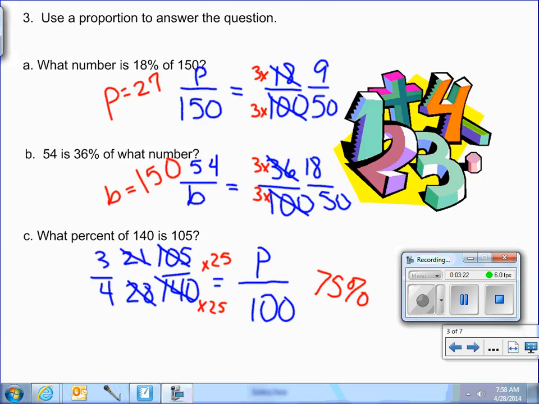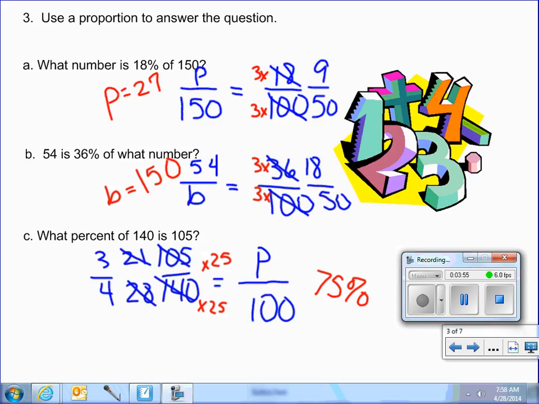In each of these examples, we set them up as a percent proportion. What number is 18% of 150? 18 goes over 100, and we're trying to find the part of 150 that is 18%. We simplified and then solved it. B, 54 is 36% of what number? 36 goes over 100 because it's 36%. 54 is part of your whole, so that's going to be your numerator. Again, we simplified it and solved it.